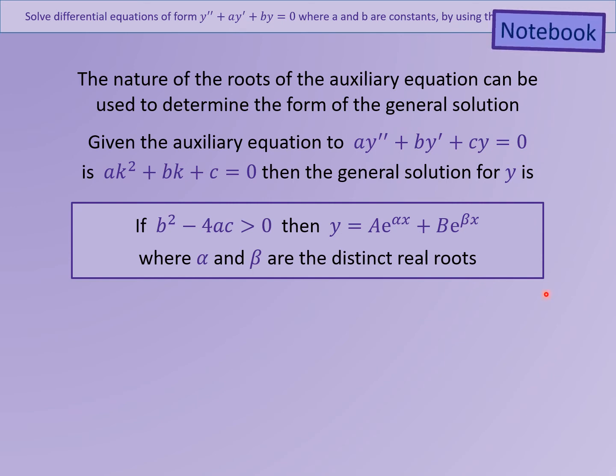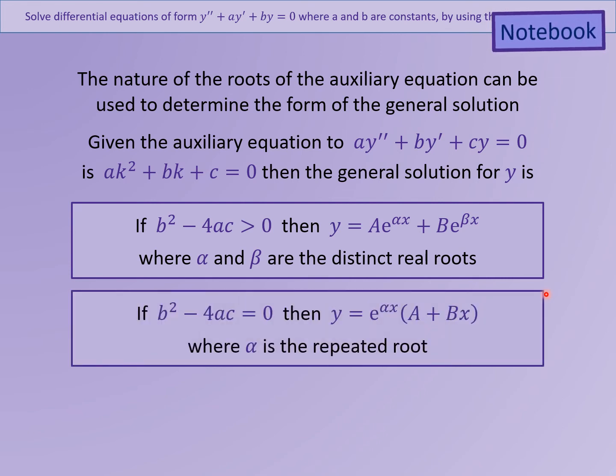So the second one is if the discriminant equals 0. Now, if the discriminant equals 0, then the form looks like this: y equals e to the alpha x, times a plus bx. You've still got two general parts there, the unknown parts, because it's a second order differential equation. So you need these two. You've always got two unknowns, two constants. Whereas because there's only a single repeated root, there's only a single alpha value in there. So whatever your repeated root is, you put it in there, and then in brackets a plus bx. Okay, so that's what happens if it equals 0.